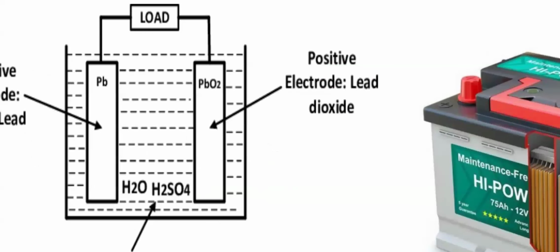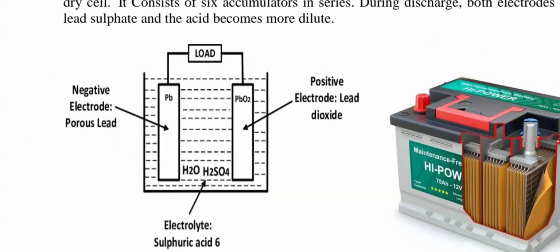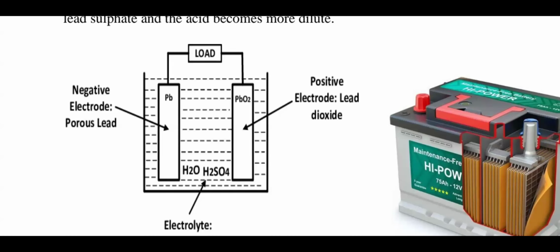Now, when we draw it, if I have the lead and the lead peroxide, the lead you have at this point is our electrode. This is where we have the negative electrode. Then this lead peroxide, or lead dioxide, means I have lead 4 oxide here. This is the lead 4 oxide that I have at this point.